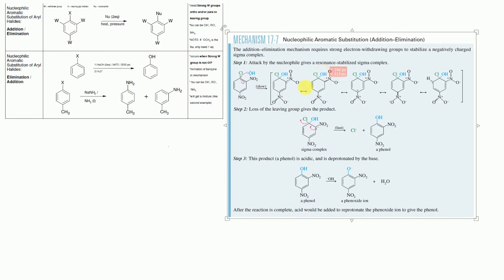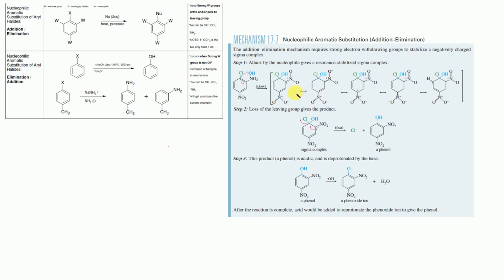So anyways, let's try to show the mechanism. Since my handwriting is typically pretty garbage, I'm just going to cheat, and I'm going to take a picture from the book, and I'm going to use that to demonstrate the reaction. So this is from the book. A lot of things are in the book. I just have to look for it. So here's the mechanism for nucleophilic, sorry, aromatic substitution, and this is the addition-elimination. And as you can see, the addition-elimination mechanism requires strong electron-withdrawing groups to stabilize a negatively charged sigma complex. So we need these withdrawing groups to help resonate the movement of the pi bonds when it comes and attacks.